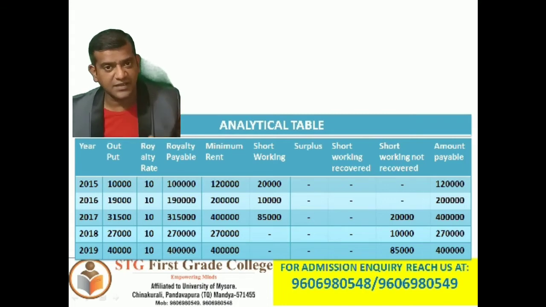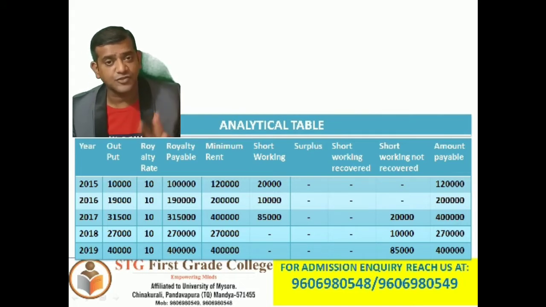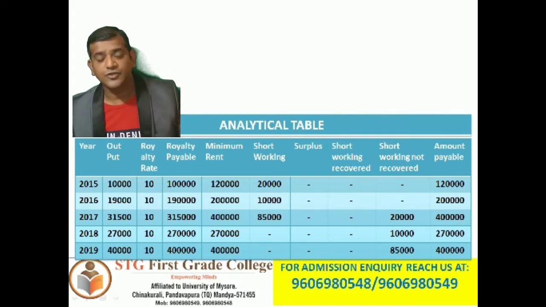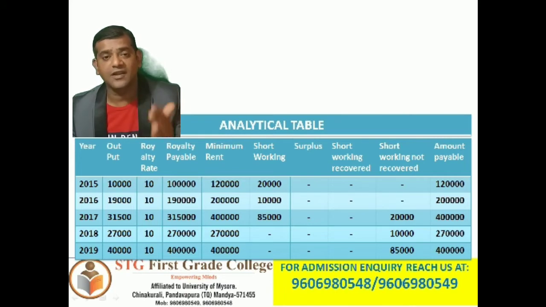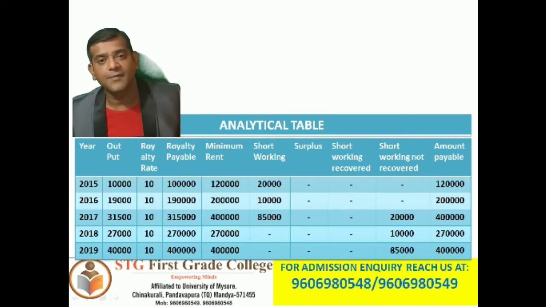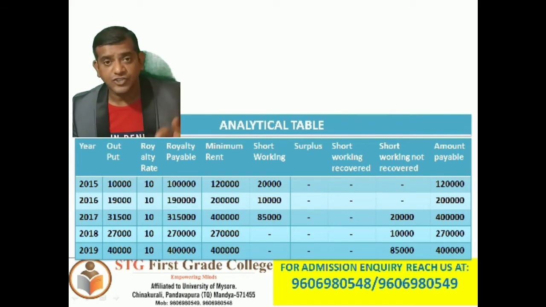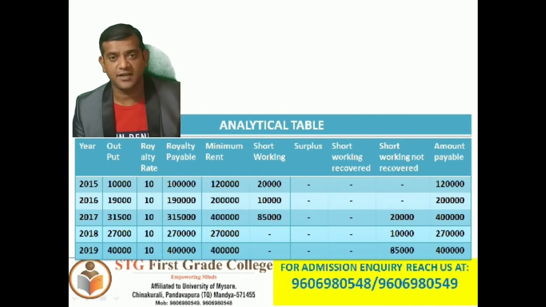So first year there was a short working of rupees 20,000. Second year we are done. Now we are at the end of third year, so 2 years gets over. That is why short working not recovered we should reflect here, because we have completed 2 years here. So first year short working has to be shown in short working not recovered column.